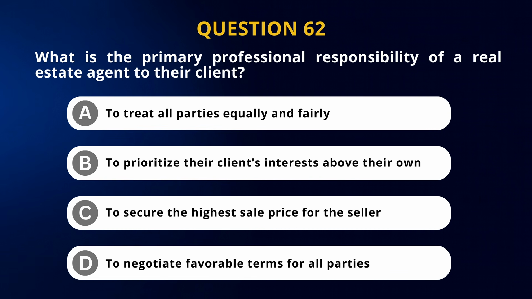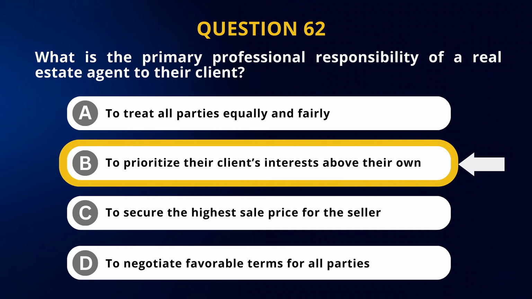Question number 62. What is the primary professional responsibility of a real estate agent to their client? Letter A, to treat all parties equally and fairly. Letter B, to prioritize their client's interest above their own. Letter C, to secure the highest sales price for the seller. Letter D, to negotiate favorable terms for all parties. And the answer is letter B, to prioritize their client's interest above their own.